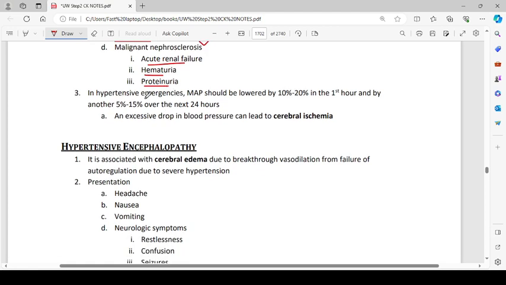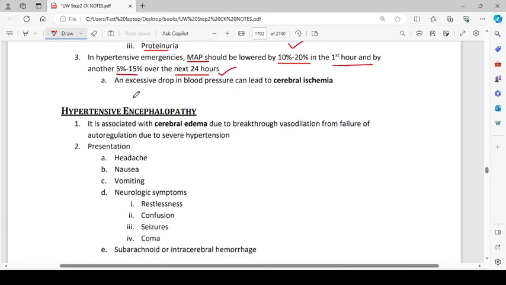In hypertensive emergencies, the mean arterial pressure should be lowered by 10 to 20% in the first hour, by another 5 to 15% over the next 24 hours. An excessive drop in the blood pressure can lead to cerebral ischemia. It is very important because the blood vessels supplying the blood to the brain are accustomed, they are used to the high blood pressure. If we suddenly drop the blood pressure, there will be severe anoxia of the brain. So the mean blood pressure should be decreased by 10 to 20% in the first hour and another 5 to 15% in the next 24 hours.